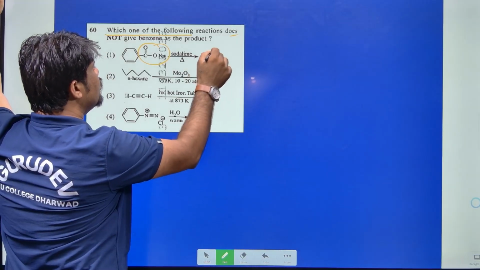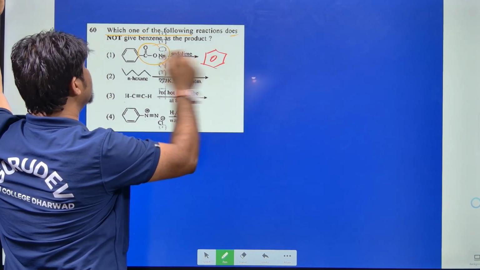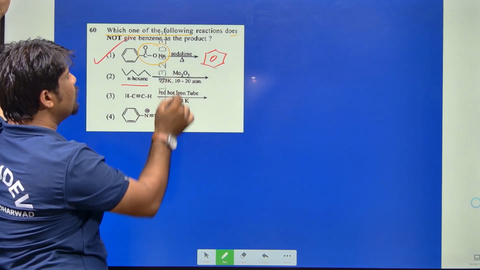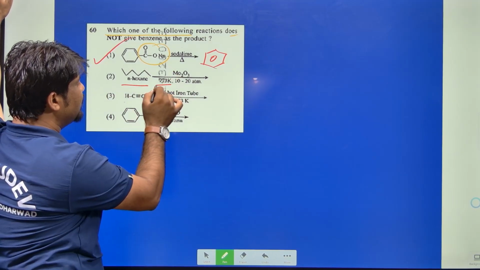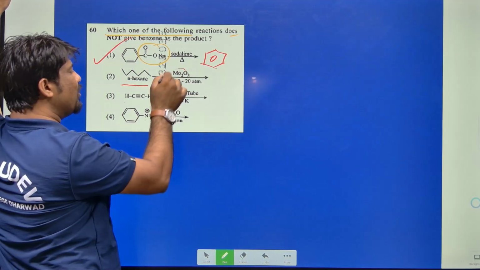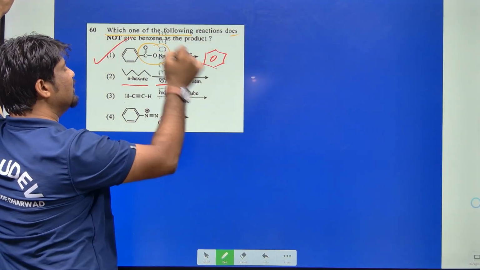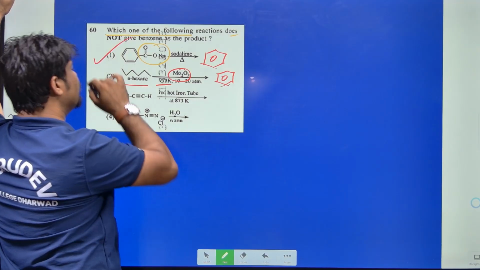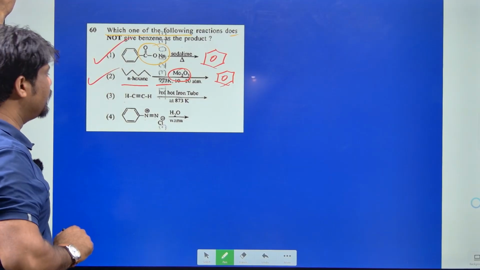Yes, the first molecule will give benzene. Yes, of course. Go to the next one. When n-hexane is reacted with molybdenum oxide at 773 Kelvin and 10 to 20 atmospheric pressure, in the presence of molybdenum oxide as a catalyst, the n-hexane undergoes cyclization resulting in the formation of benzene. Yes, of course, 2 is also right.